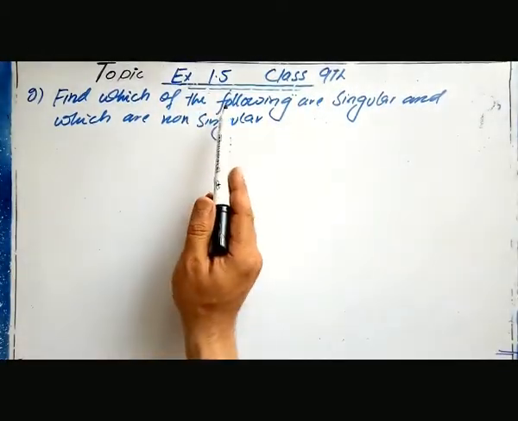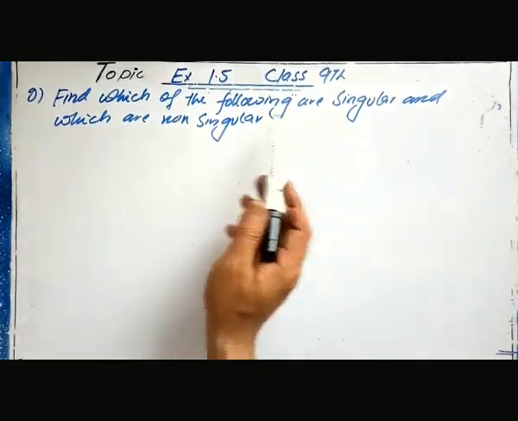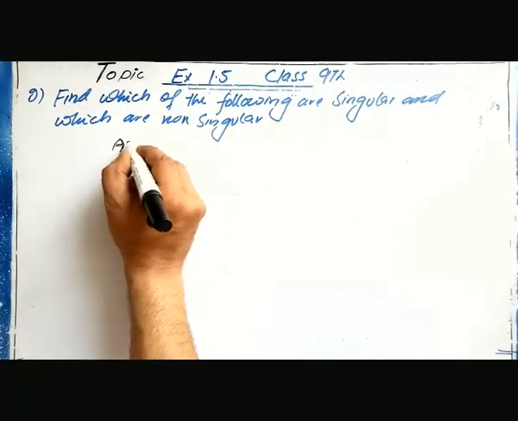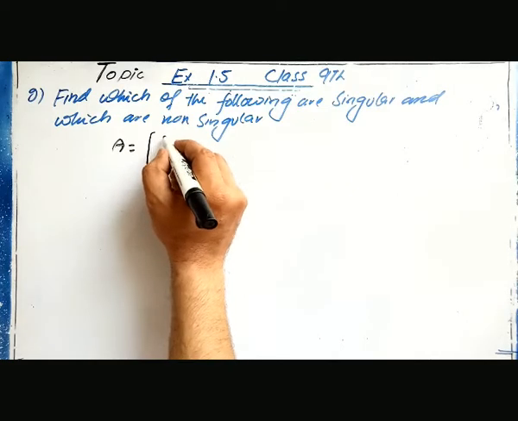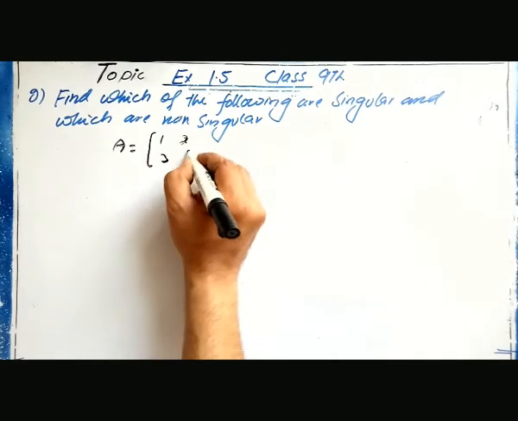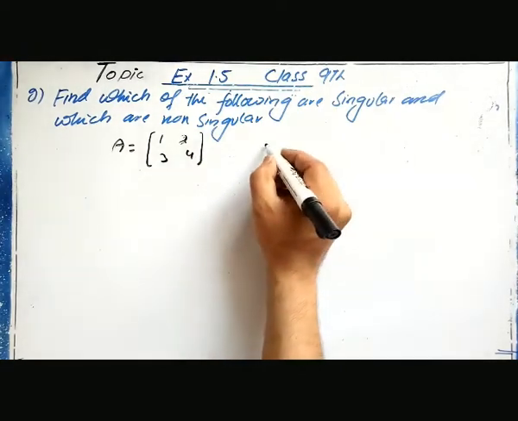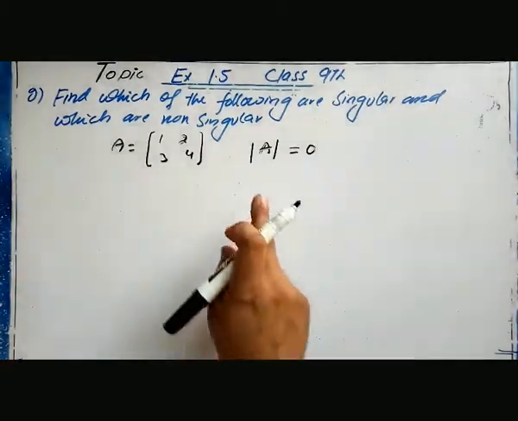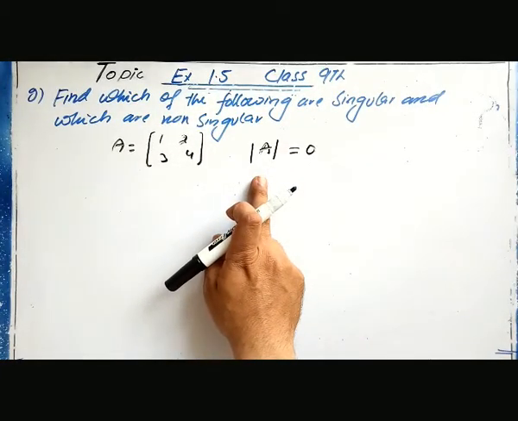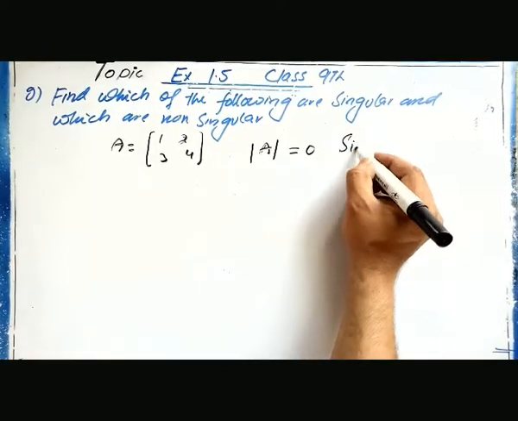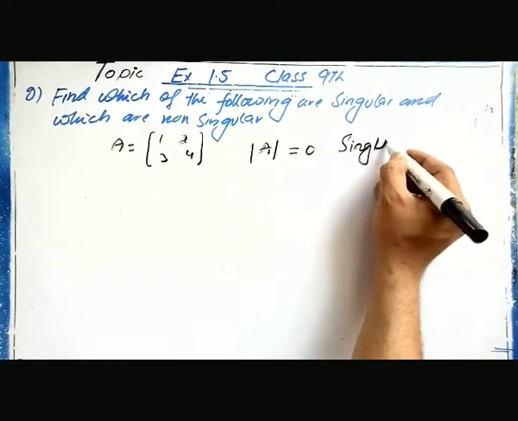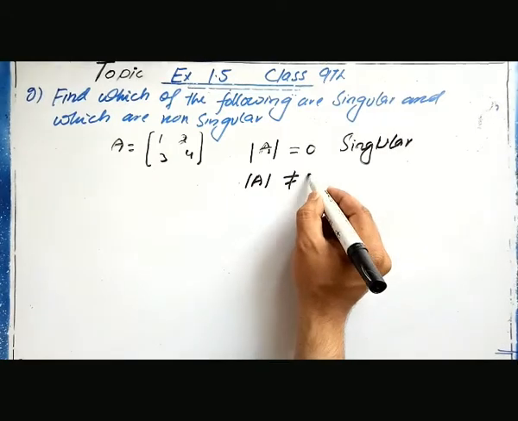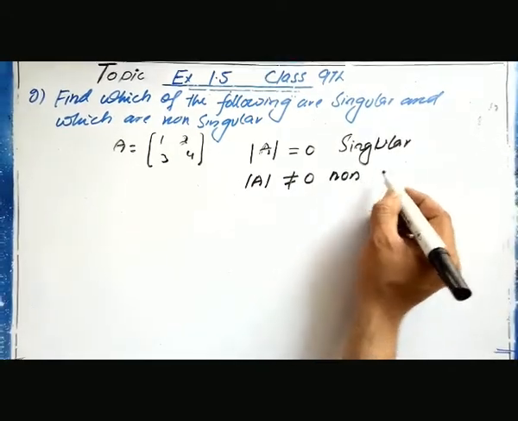Question number 2, exercise 1.5: find which of the following are singular and which are non-singular. For singularity and non-singularity we have to do this. Let's suppose we have a matrix A that contains the elements 1 2 3 and 4. If we find the determinant and it gives us 0, then this is a singular matrix. And if we find the determinant and it does not equal 0, then this is non-singular.